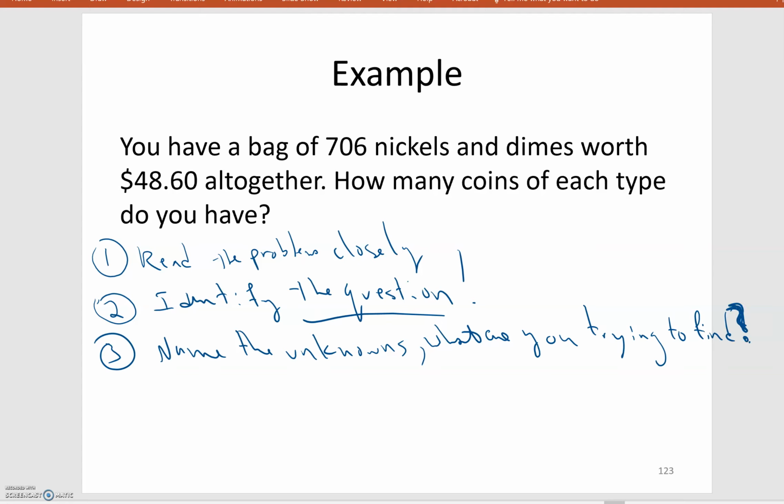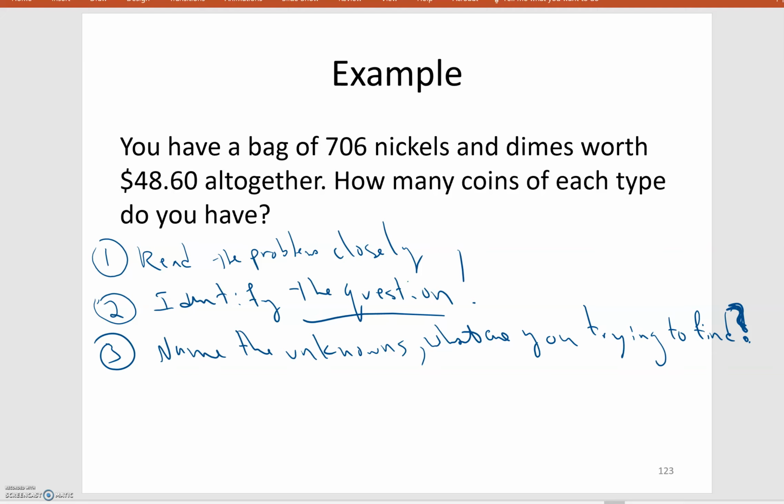A lot of times what people mess up on is they don't take this seriously. They think, oh, I'm just trying to find some coins or something. But you've got to be very explicit. What are you trying to find? Is it the number of coins? Is it the value? Etc. And you need to write that down, because if you don't write it down, you will forget and you will make a mistake.